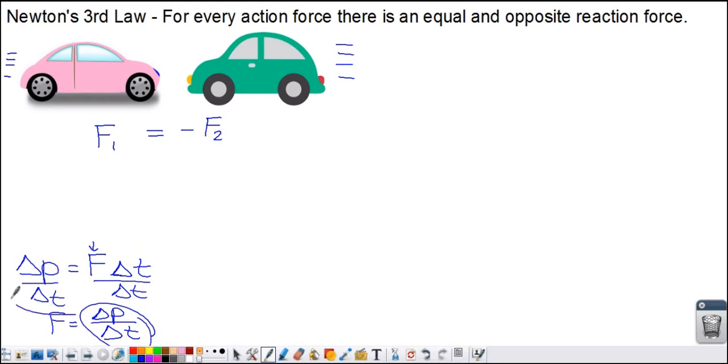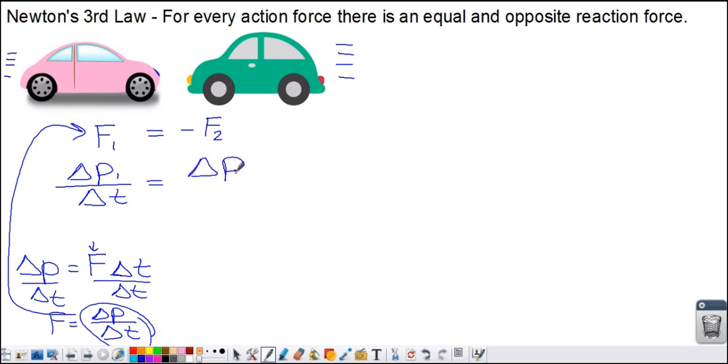Take this and substitute it in up here. So we end up with the change in momentum of the first car over the amount of time that this force is being applied to the second car for however long that force is being applied is equal to the change in momentum of the second car divided by the change in time for how long the second car is going to be in contact with the first car. Okay, well, the amount of time that these two cars are going to be in contact is the same. However long car 1 is in contact with car 2, it's the same as how long car 2 is in contact with car 1. So these two times are the same.